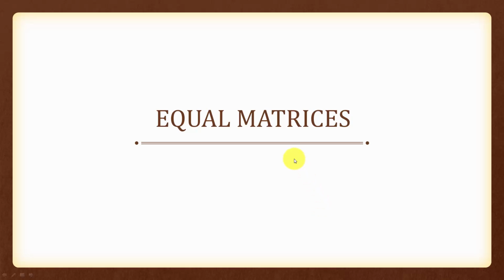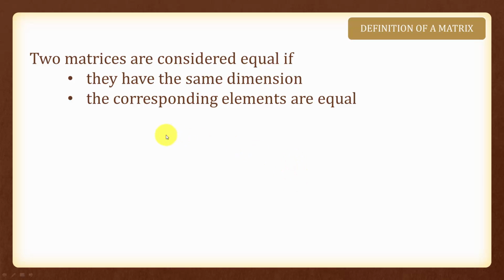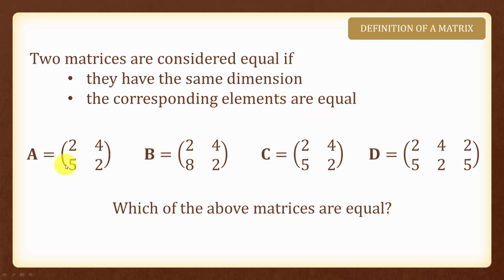Now let's look at equal matrices. 2 matrices are equal if they have the same dimension and the corresponding elements are equal. For instance, in this case, which of the 4 matrices here are equal? Yes, matrix A and matrix C are equal matrices because they have the same dimension and the corresponding elements are the same. And we can write it as matrix A equals matrix C.